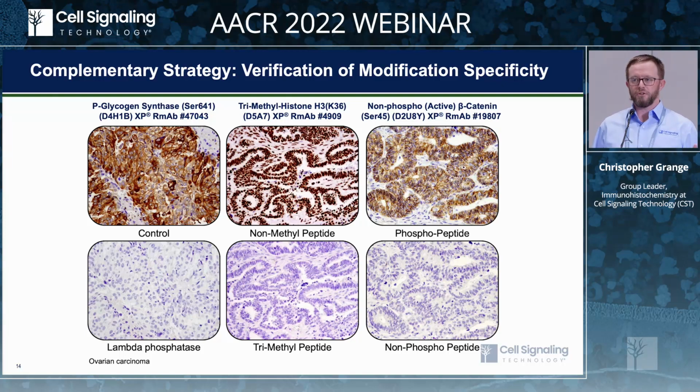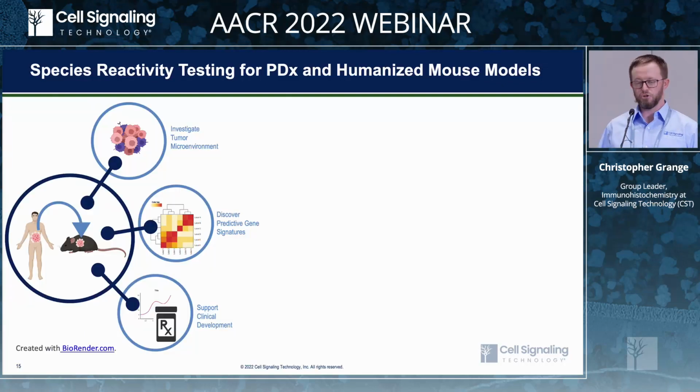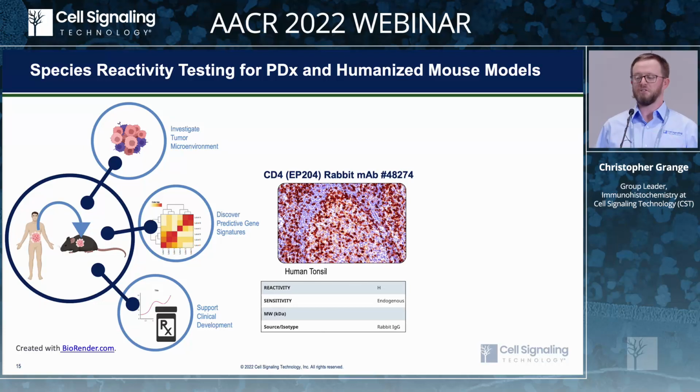But we've recently started to do a different type of species reactivity testing because we became aware that many of you and many of our customers are using patient-derived xenografts and humanized mouse models, right? And so in this case, more specialized validation is required. So say you wanted to look at CD4 in a patient-derived xenograft. We have this great CD4 clone.